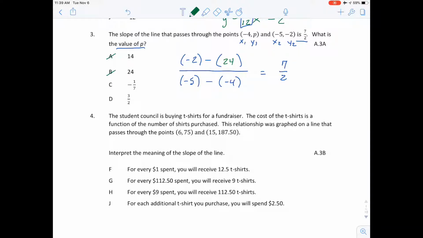No, it does not. Then you're going to try and type in negative 1 over 7 here. And you would just type alpha y equals like normal in right there. That is also not going to give you 7 over 2. So finally, and of course it's the last one, when you try 3 over 2, if you type that in exactly how you see it, the slope will end up being 7 over 2, which is what we wanted. So the value of p is 3 over 2, which is answer choice D.